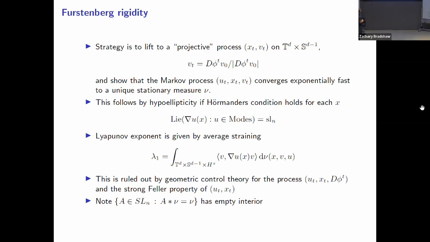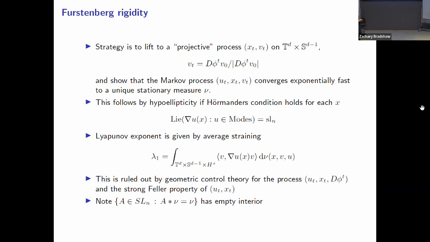And to show that, it's more or less a hypoellipticity calculation. I'm writing it very loosely here, but roughly speaking, what you really need to check is this: if I look at the rate of strain of the velocity, the gradient, at a fixed point x, then look at the Lie algebra generated by these, which are all traceless matrices.